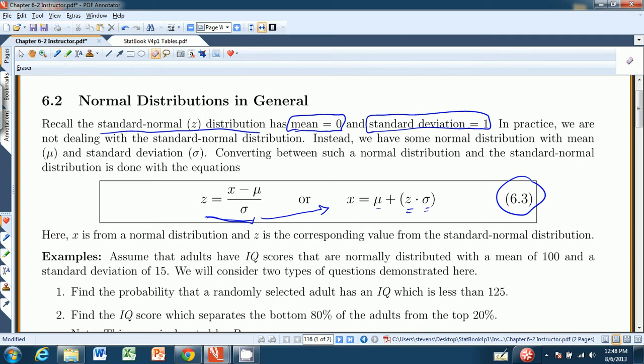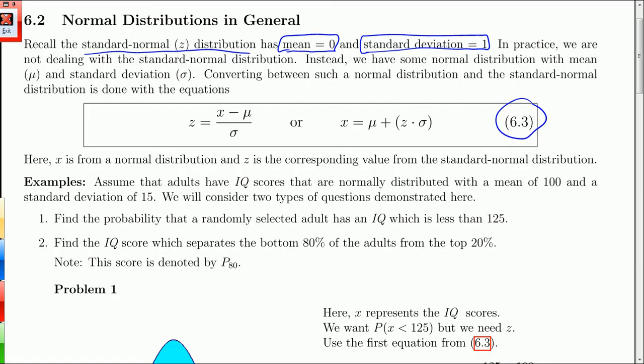Okay, so let's get started. And to get started, I'm going to put us into full screen mode. There we go. Normal distributions in general.